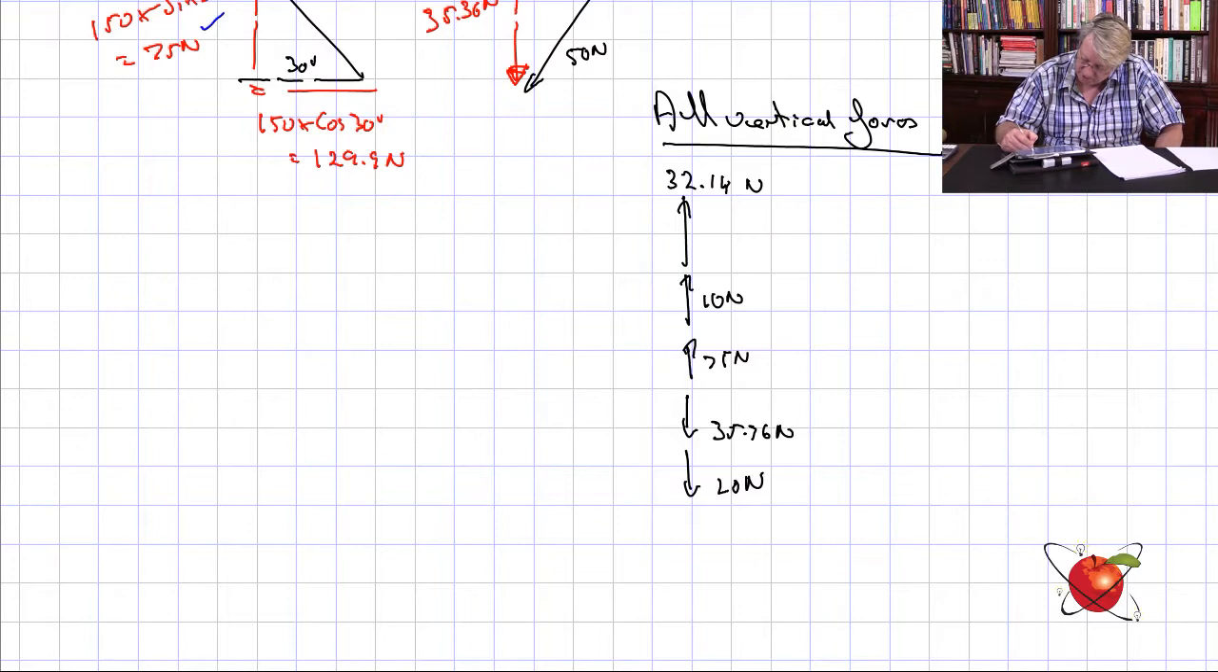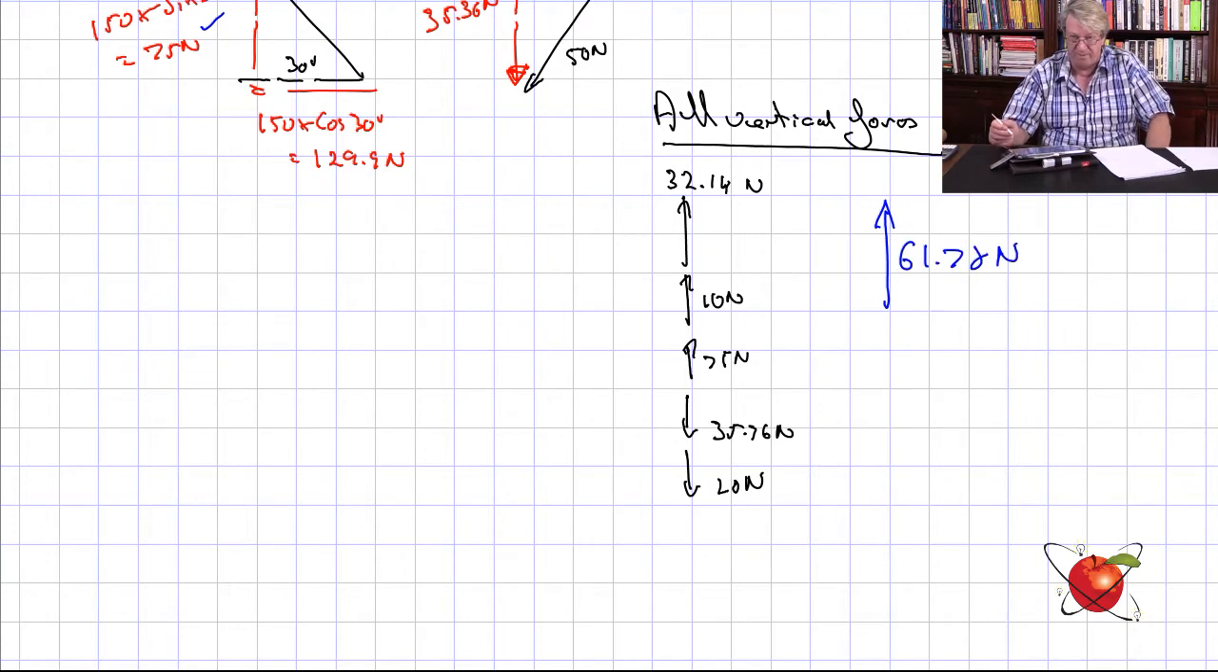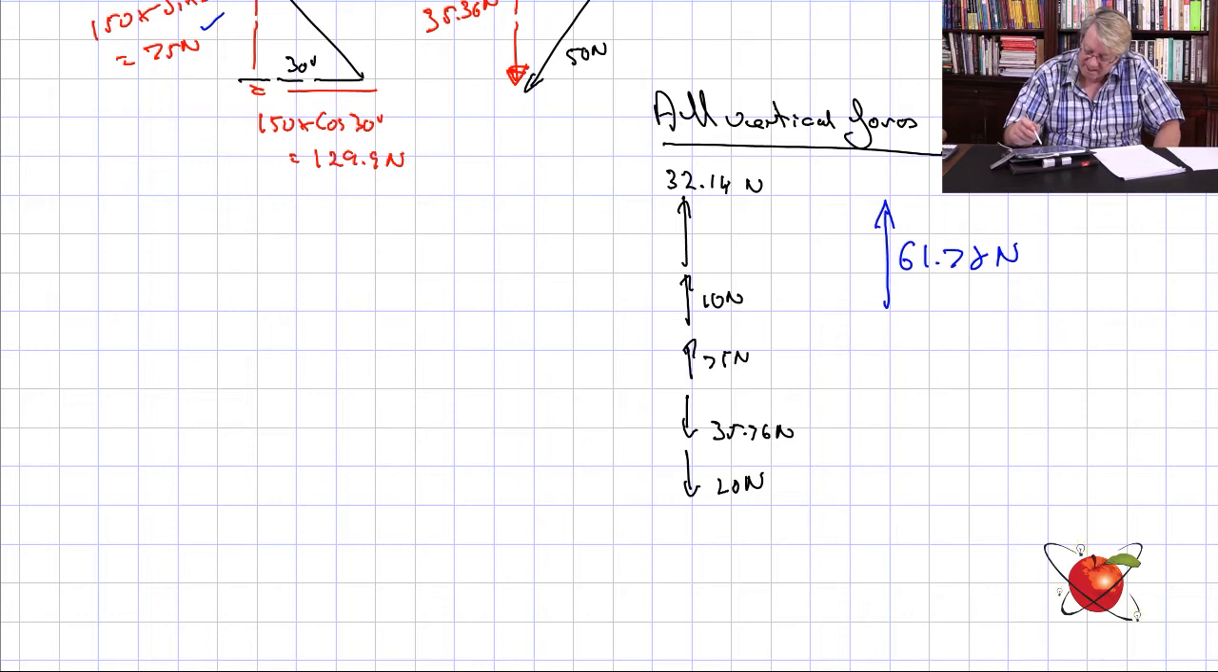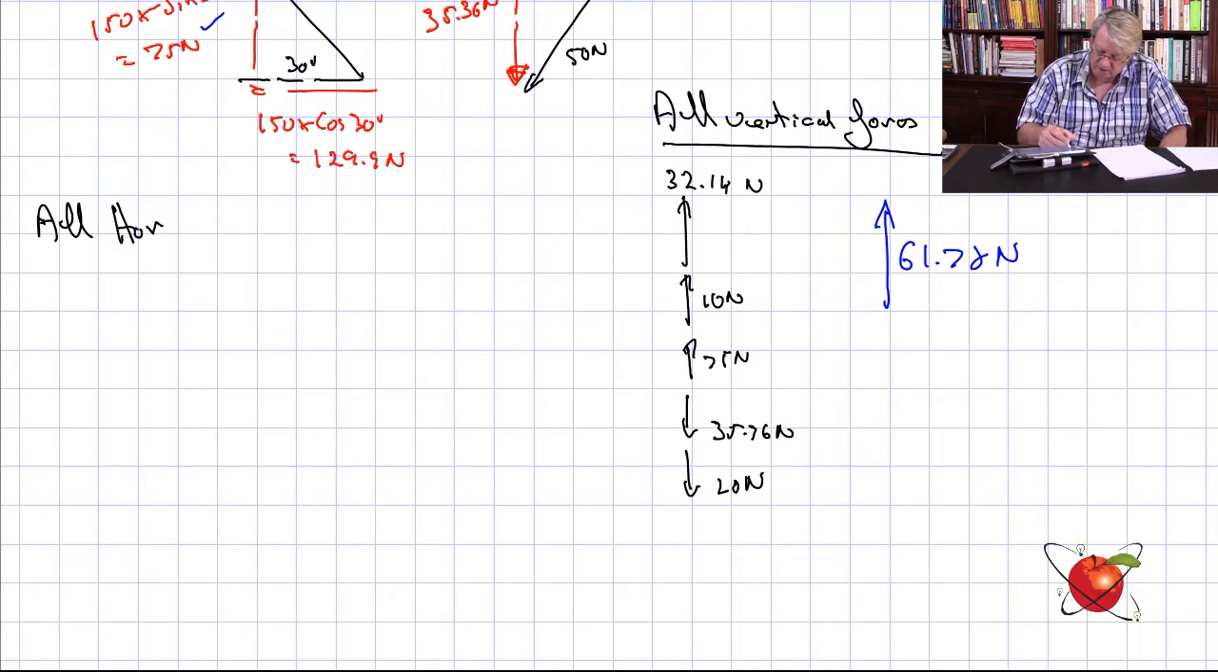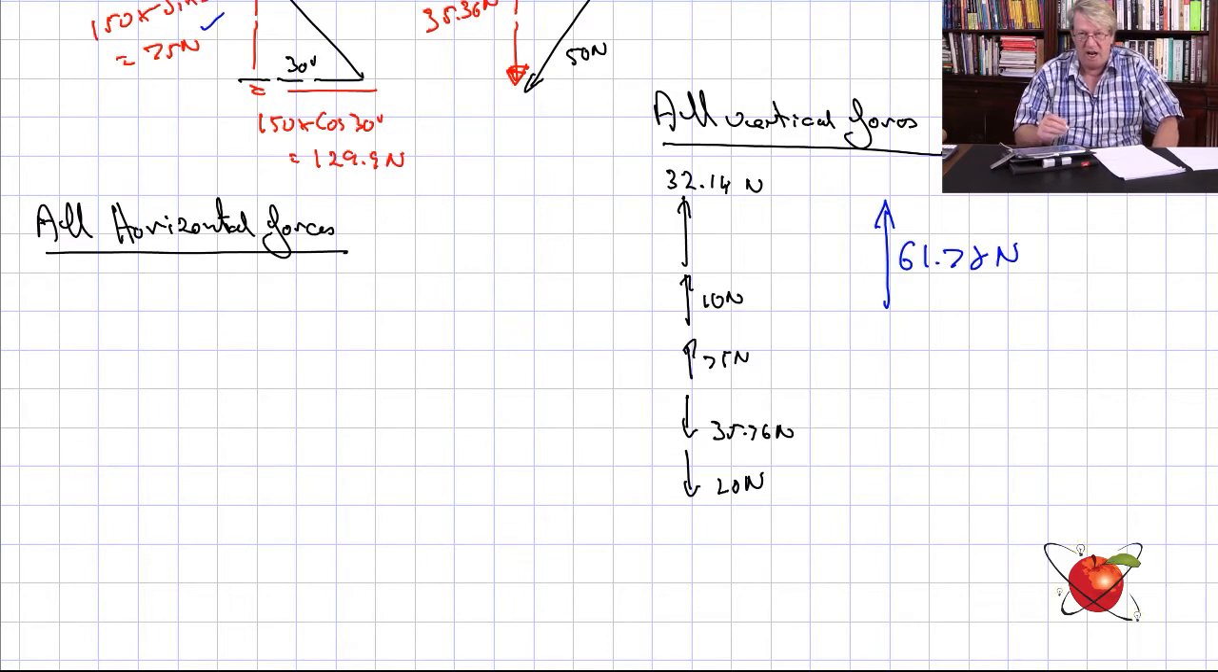So if we add 32.14 plus 10 plus 75 minus 35.36, we get a single force at the end of the day of 61.78 newtons, like so. Okay? Then we do exactly the same with the horizontal. We say, okay, all horizontal forces. Okay? And we do the same thing.